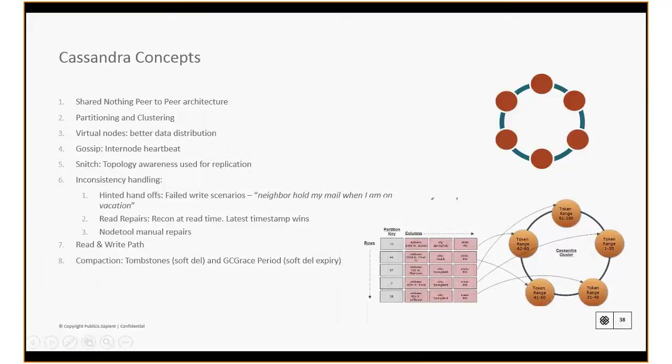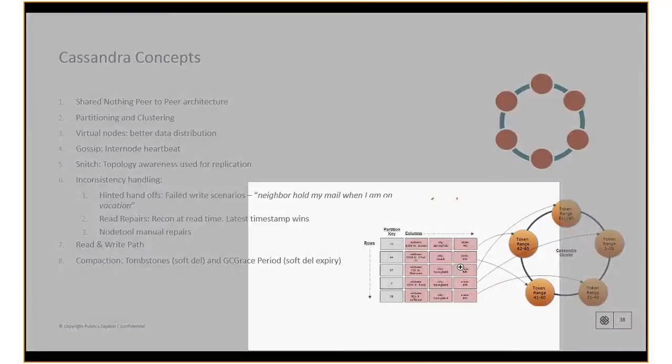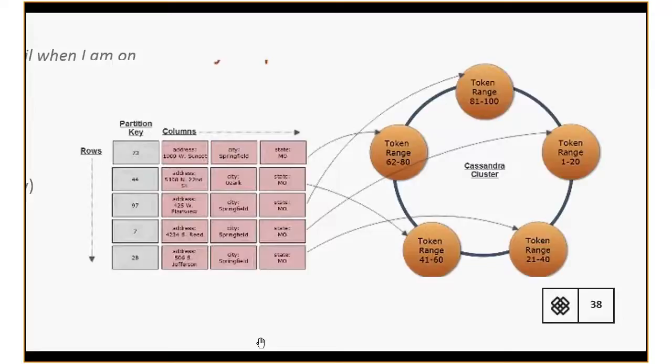This is an important concept in order to understand Cassandra. So let me talk about this one. Okay. So if you look at your table, right? In a Cassandra table, you have a very important thing called a partition key. What this partition key tells you is in which node the data should go. So 73 goes to this node, right? 44 goes to this node, and so on and so forth.